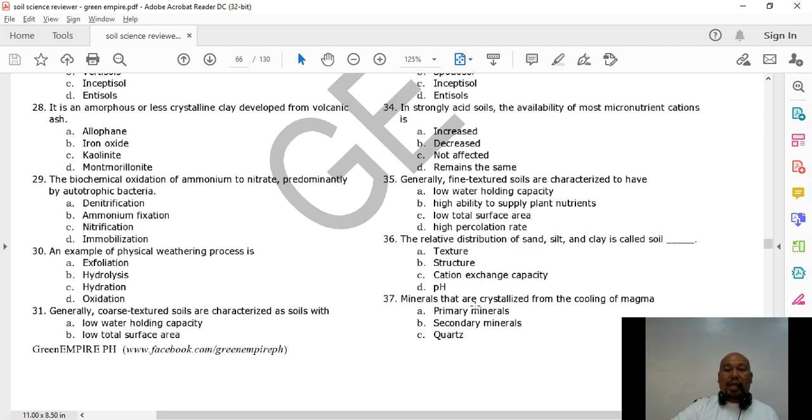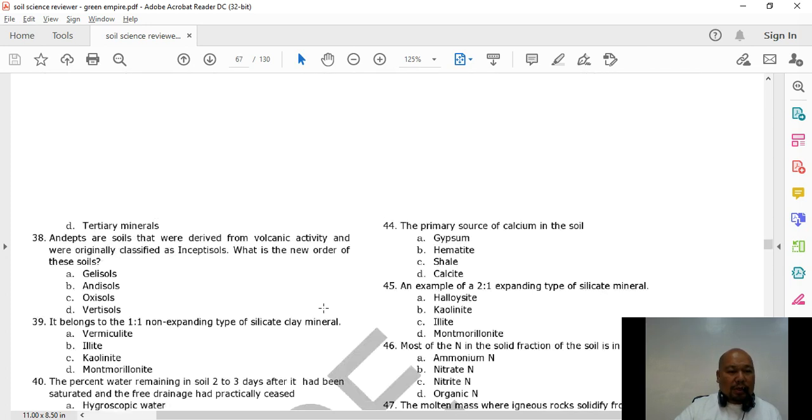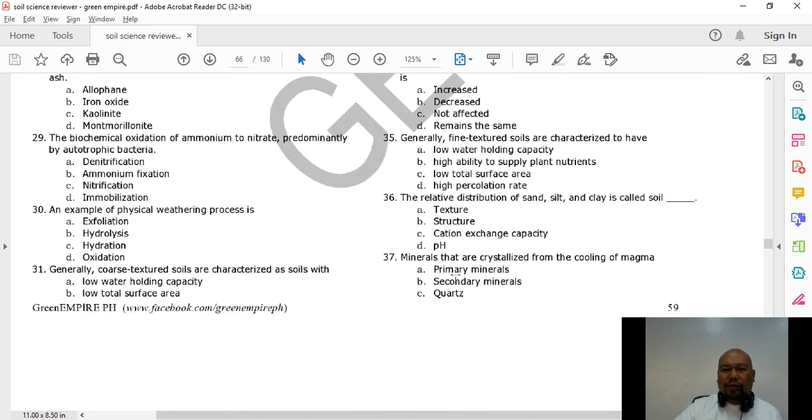37. Minerals that are crystallized from the cooling of magma. Primary, secondary, or quartz. When rock is formed, what is present are primary minerals. So igneous rocks are made of primary minerals. Quartz is an example of a primary mineral, just a subset of primary minerals. I don't know what the C option is. Tertiary minerals, I haven't heard of tertiary minerals. So the correct answer for number 37 should be primary minerals.